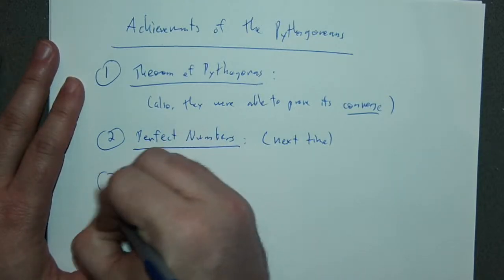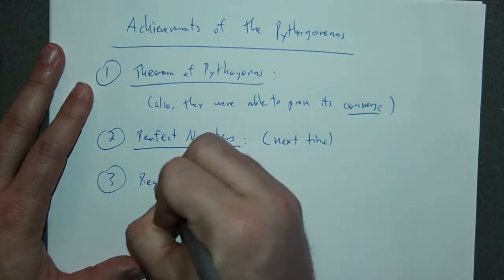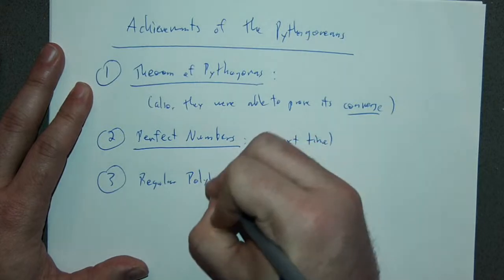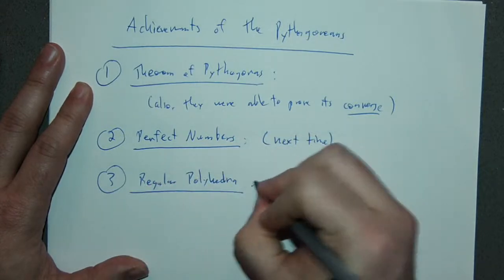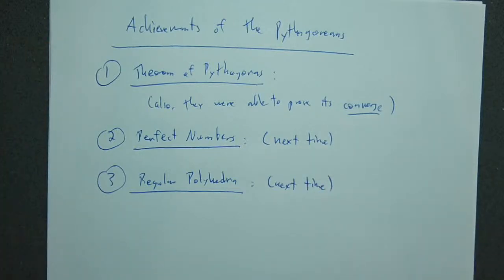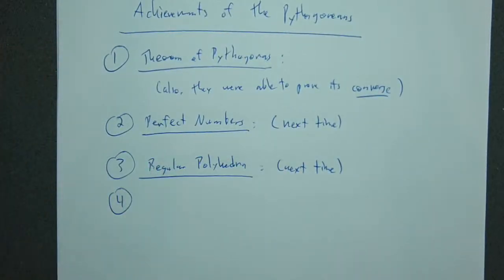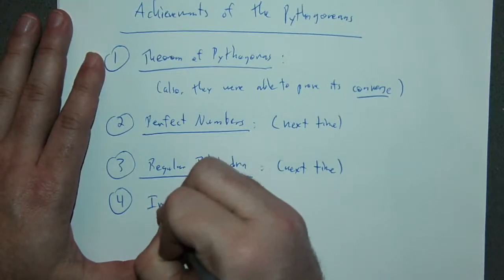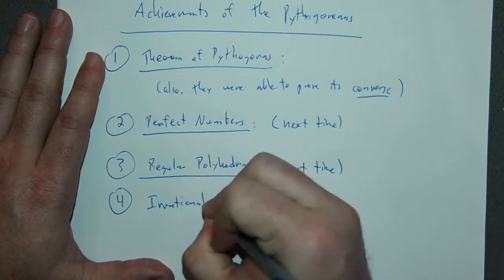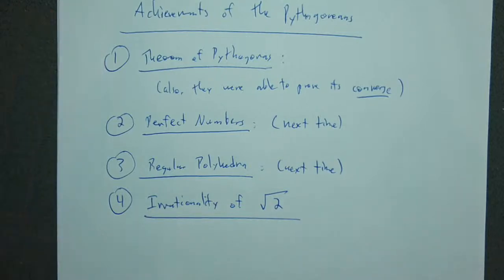Okay, what else? Well, regular polyhedra, which we will also talk about next time. So these are the so-called Platonic solids. Okay. They also discovered, much to their dismay, the thing that absolutely annihilated their central belief. They discovered the irrationality of the square root of 2. We will discuss this a lot.